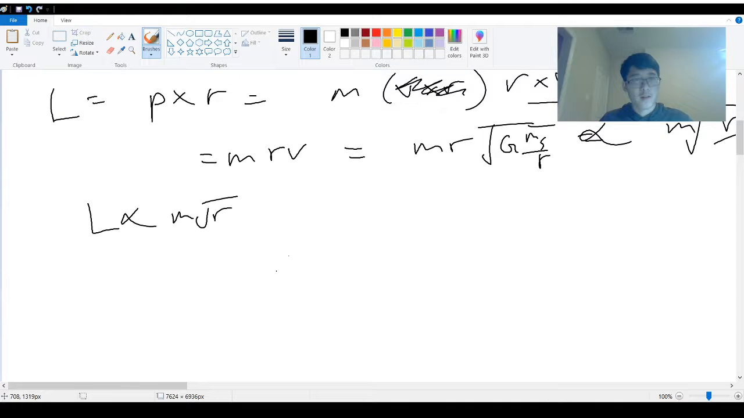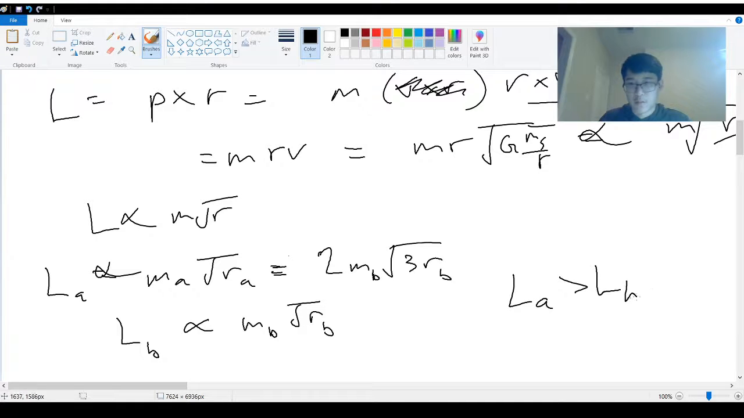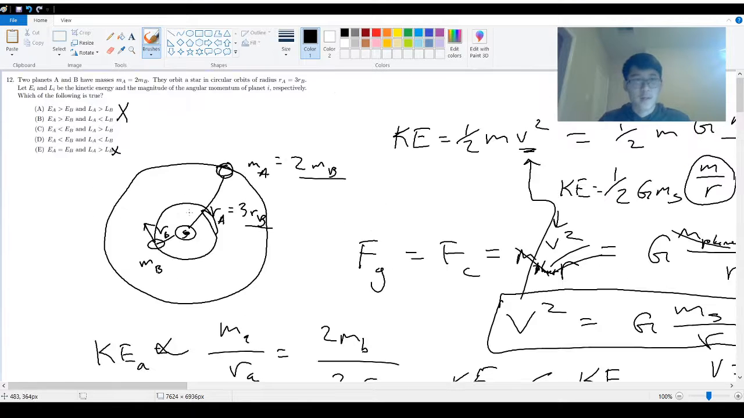So now let's look at L of A and L of B. L of A is equal to, or I should say proportional to, mA times square root of rA, which is 2mB times square root of 3rB, and L of B is proportional to just mB square root of rB. So now you can notice that L of A is greater than L of B, right? And that gives us this as the correct answer.